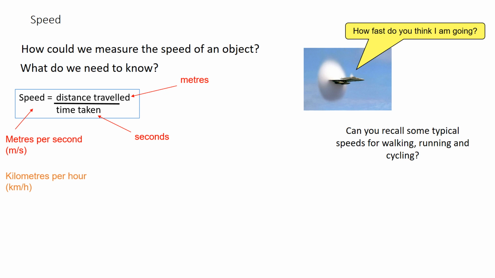We often use the term kilometers per hour, okay? And therefore they're expecting you to know a couple of things. They expect you to know that there are 60 seconds in a minute and 60 minutes in an hour. To work out the number of seconds in an hour, we do times 60 twice. And kilometers, kilo is the prefix for 1,000. So that means there are 1,000 meters.